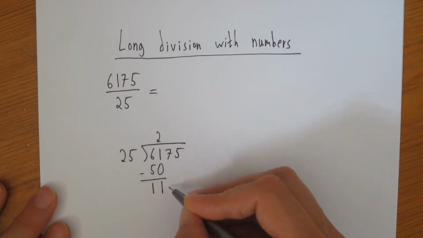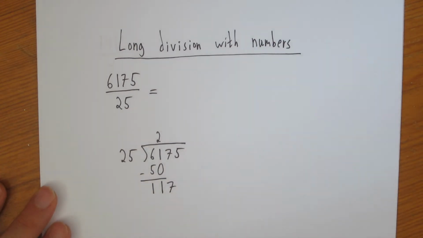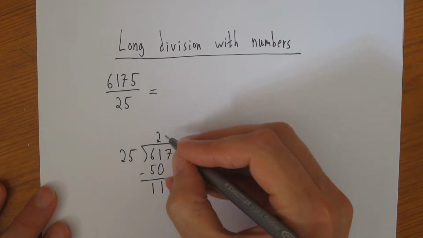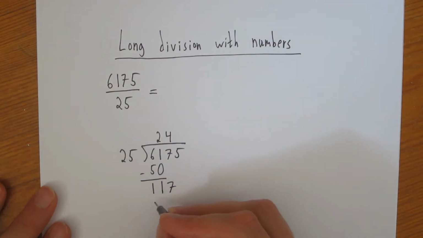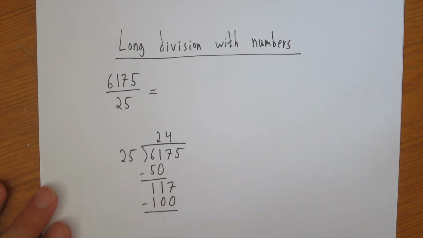And then you move the 7 down. Now you ask the question, how many times does 25 go into 117? 4 times, because 4 times 25 is 100. And you write 100 here. And you do the minus stuff. It becomes 17. Let's move the 5 down.